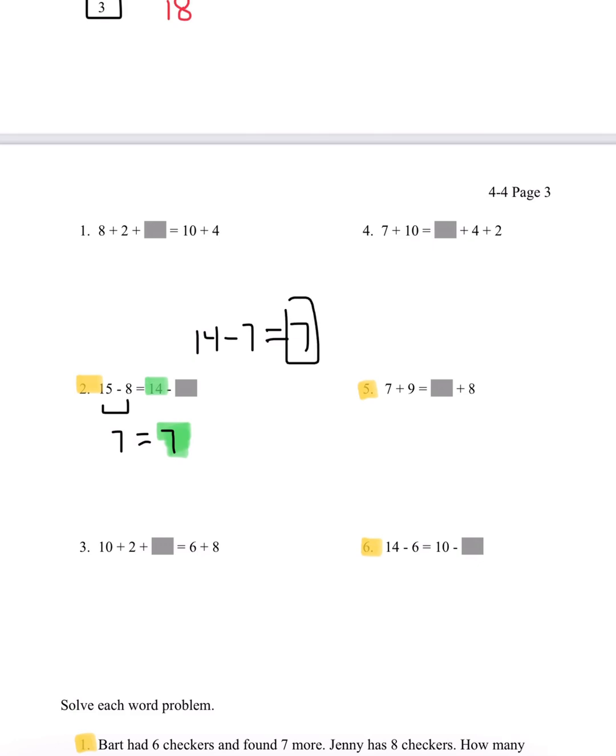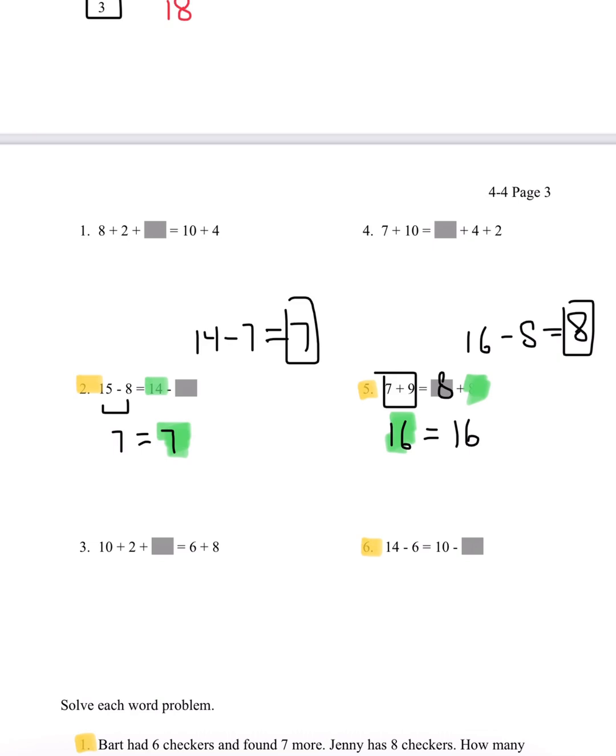Number 5, we have 7 plus 9 equals blank plus 8. Let's first solve the completed expression. 7 plus 9 is 16. This has to equal 16 as well. You just have to subtract 16 and 8. If you do 16 minus 8, you get 8. So if we do in the blank 8 plus 8, we do get 16. So our answer for 5 for the blank is going to be 8.